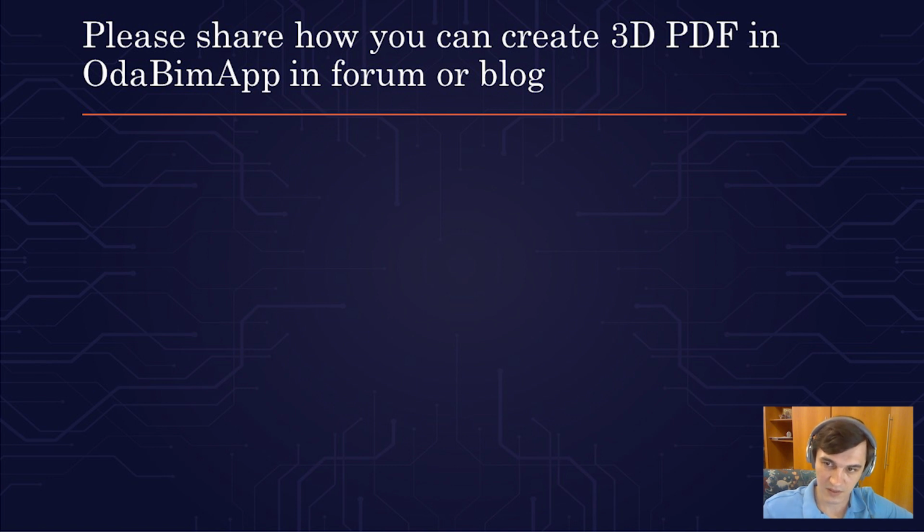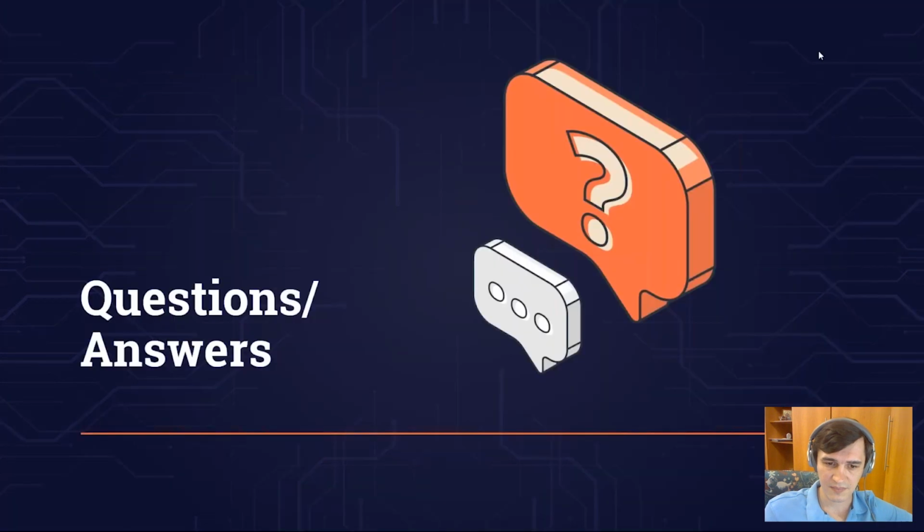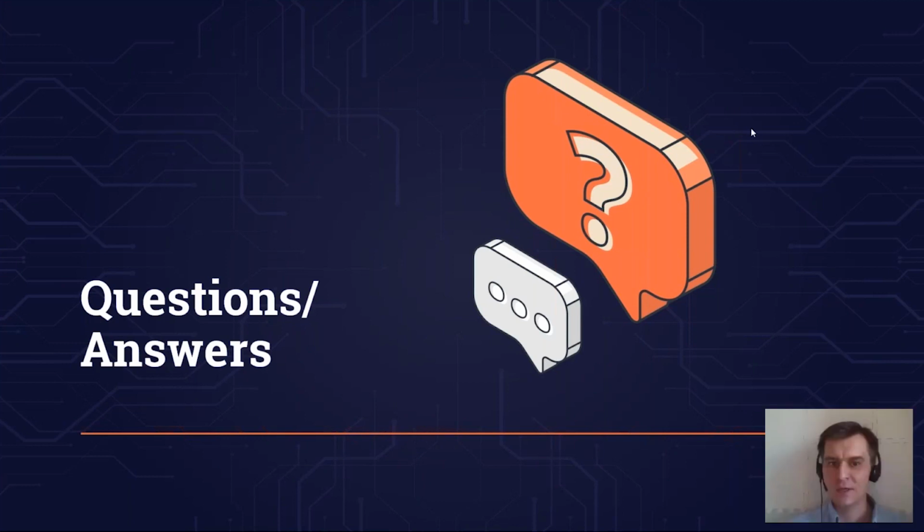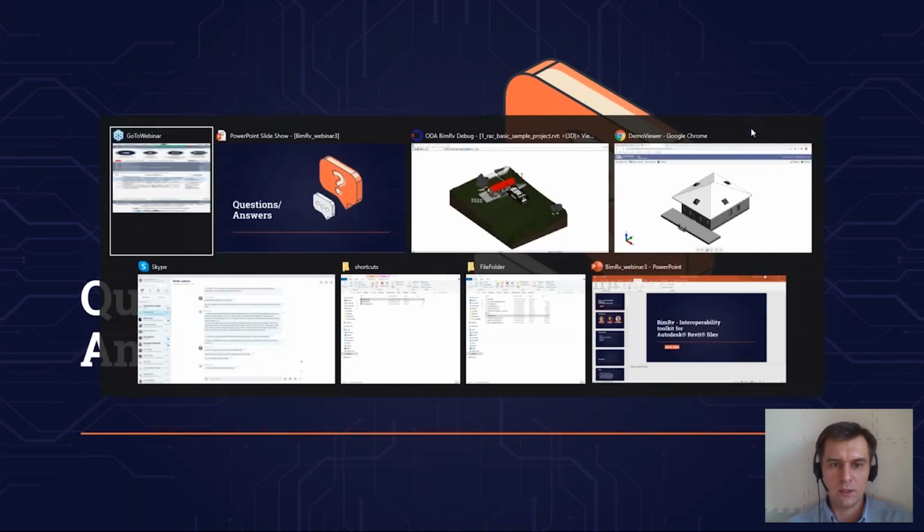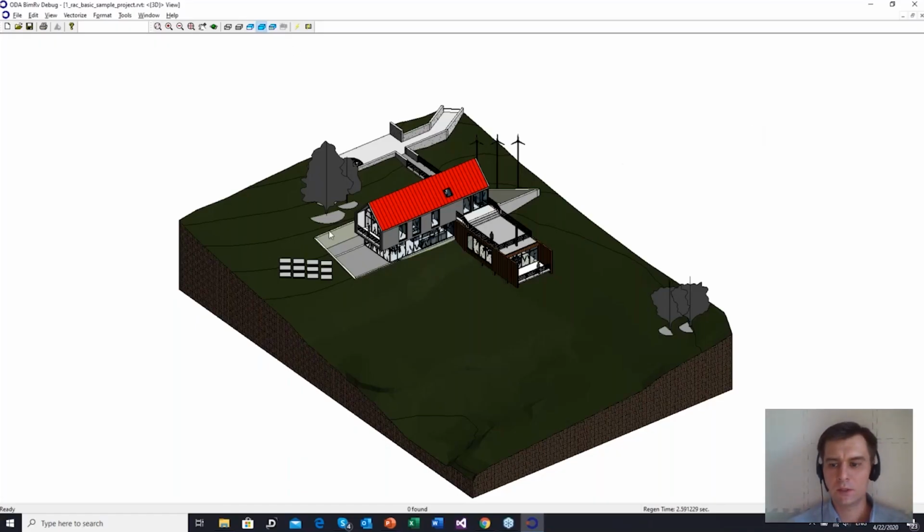I will pick up these questions. First of all, I see a question. Please share how you can create 3D PDF in the ODE BIM application in form of a blog. First of all, I would like to show it actually, because I don't understand why it happens so that I lost this offsite. So I hope you can see my screen, and that's the ODE BIM application with the model opened.